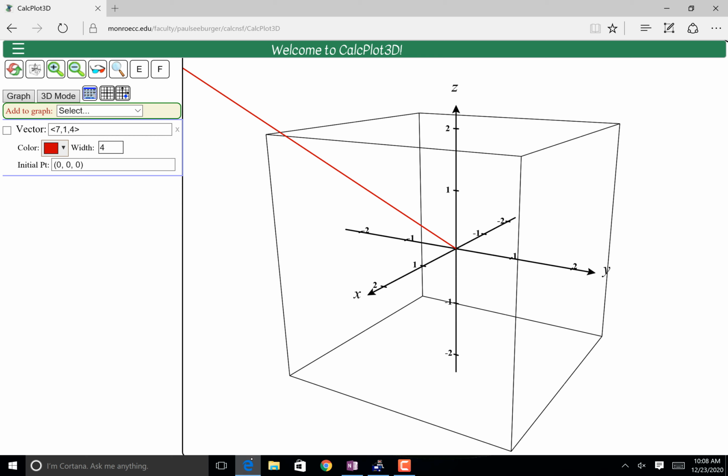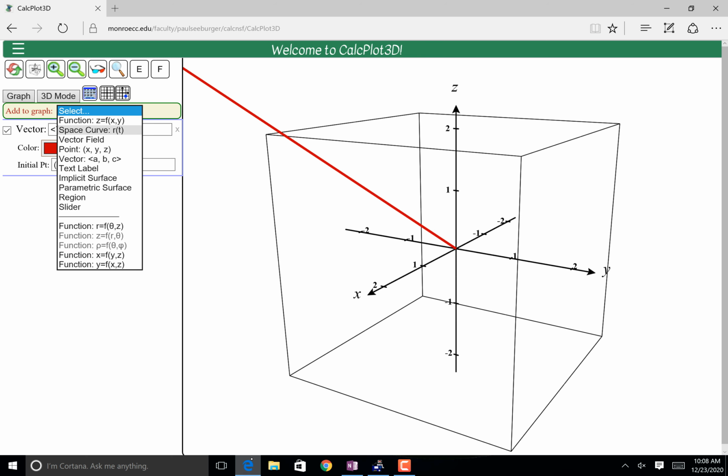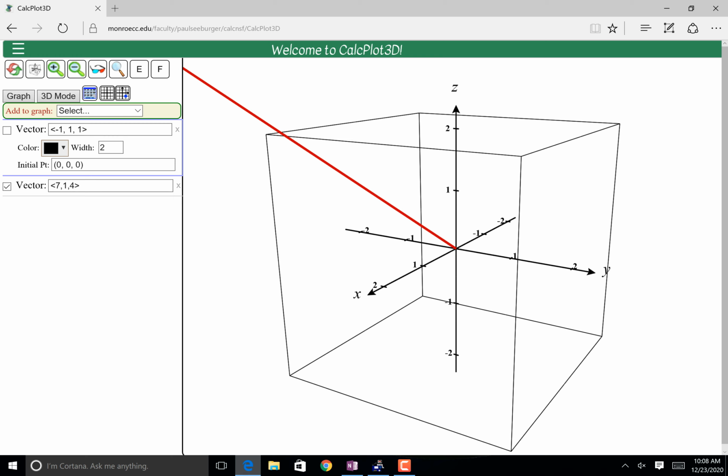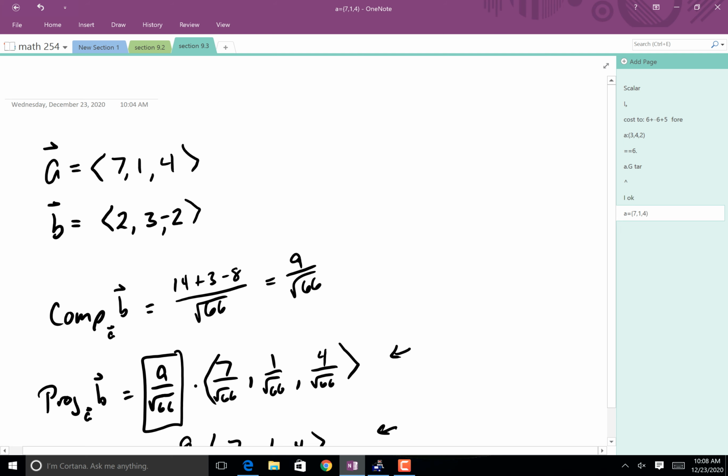We're going to change our window momentarily. Let's not get hung up on that right now. So let's put in another vector, and this one is, I don't remember, 2, 3, negative 2.